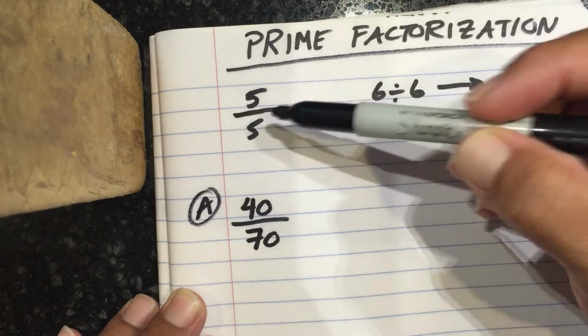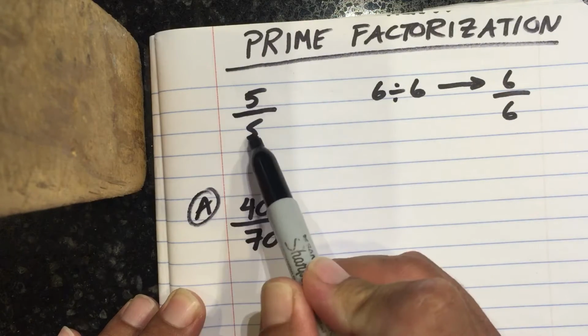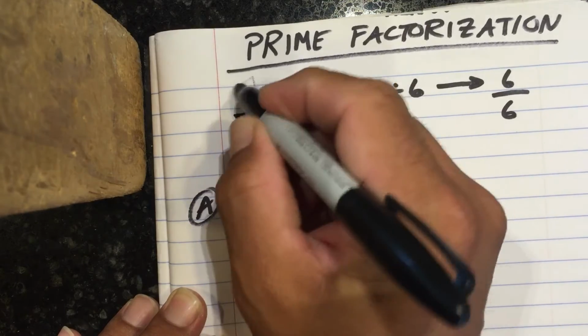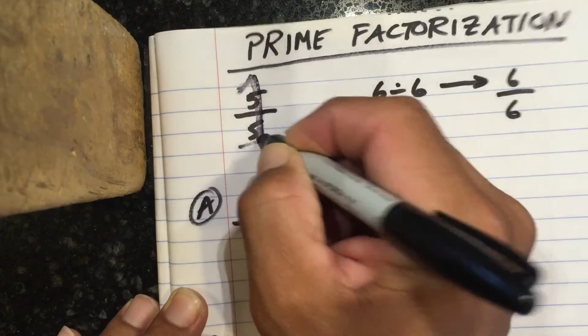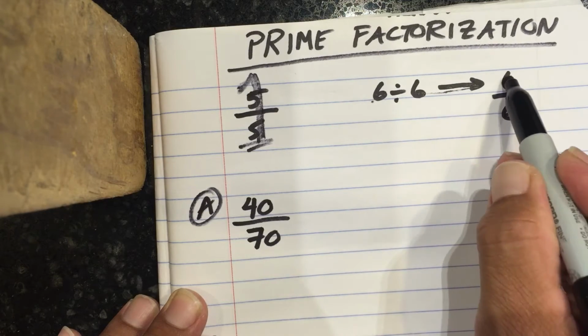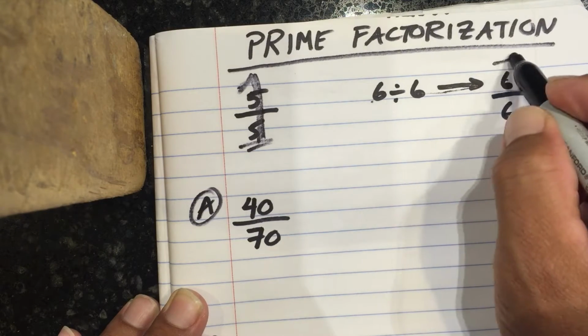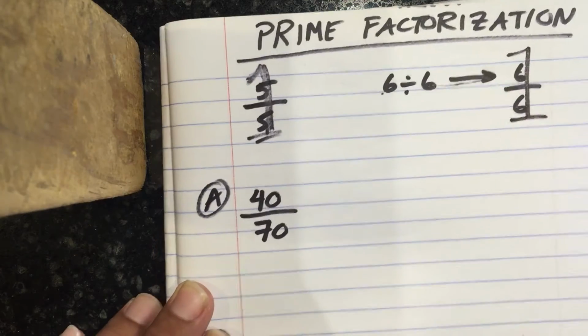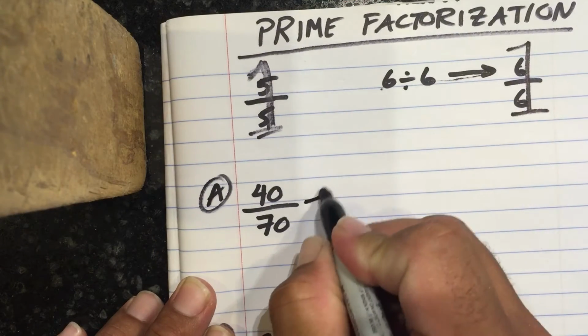First thing we need to see is that, for example, 5 divided by 5 is just a fancy form of 1. And also 6 divided by 6 is also a fancy form of 1. So if we know that, we can break down this fraction here.